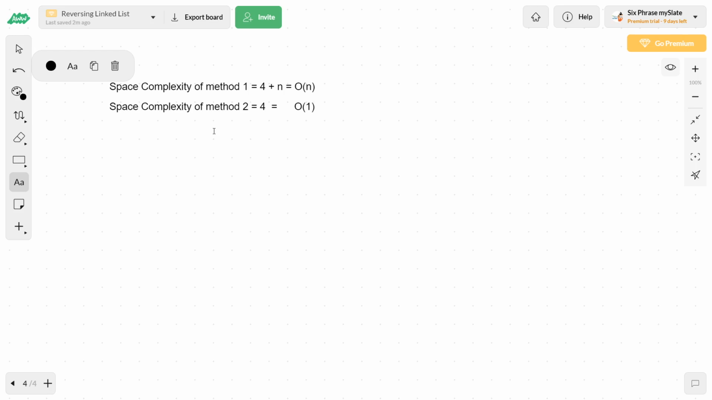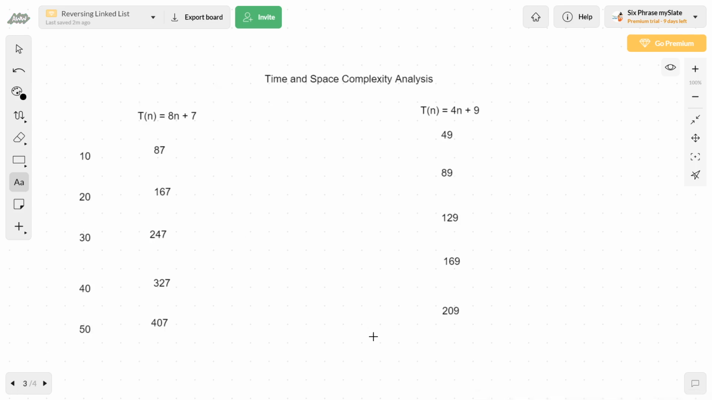So method 1 is taking n space, linear space. The second method is taking constant space. So in terms of space complexity also, clearly method 2 is winning. Method 2 is the best way in terms of time and also in terms of space.